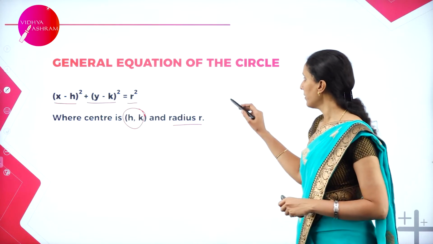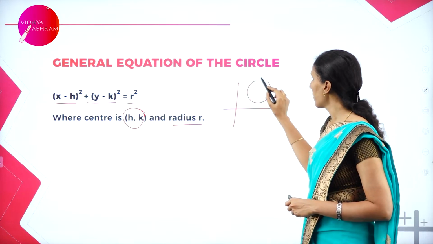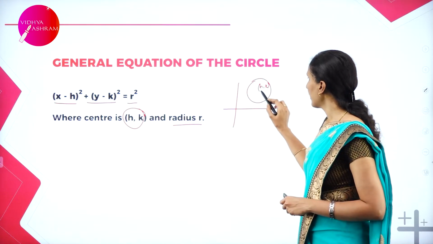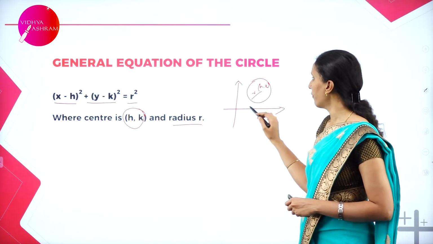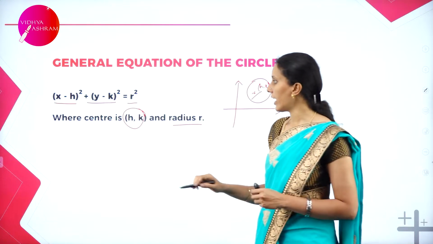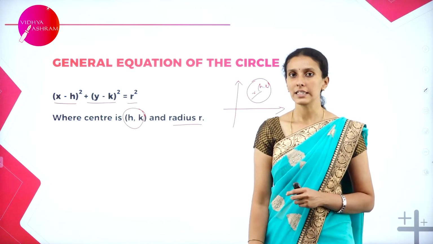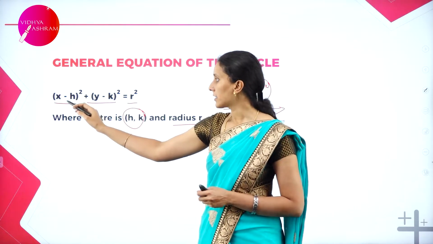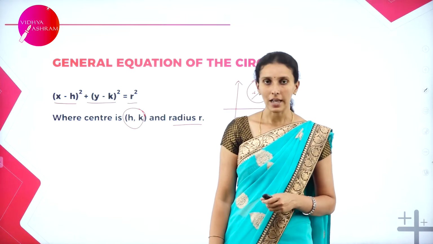For example, if this is a circle with center (h, k) and this is the radius r. So through the coordinates of the x and y axes, we can generalize the expression or an equation for the circle. That is, the general equation of the circle is given by (x minus h) whole square plus (y minus k) whole square is equal to r square.